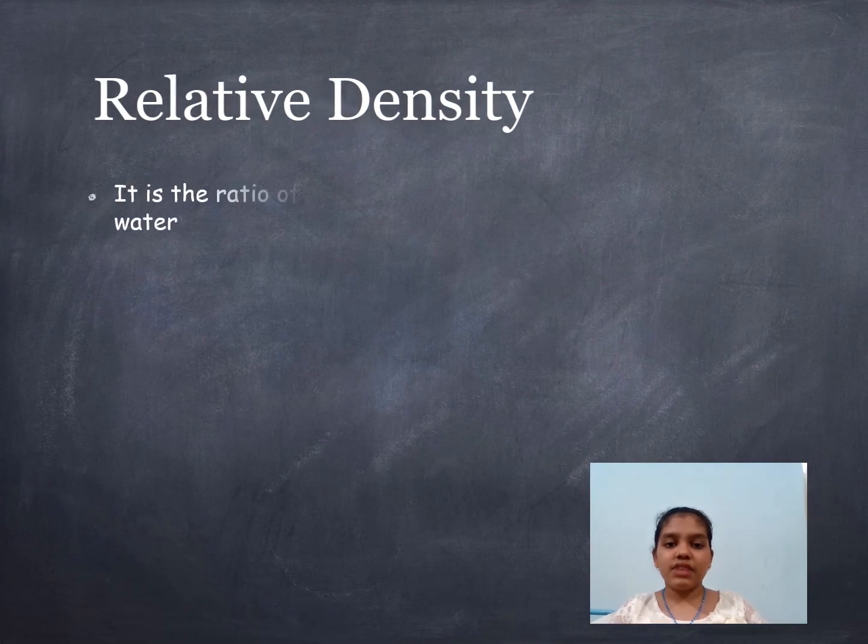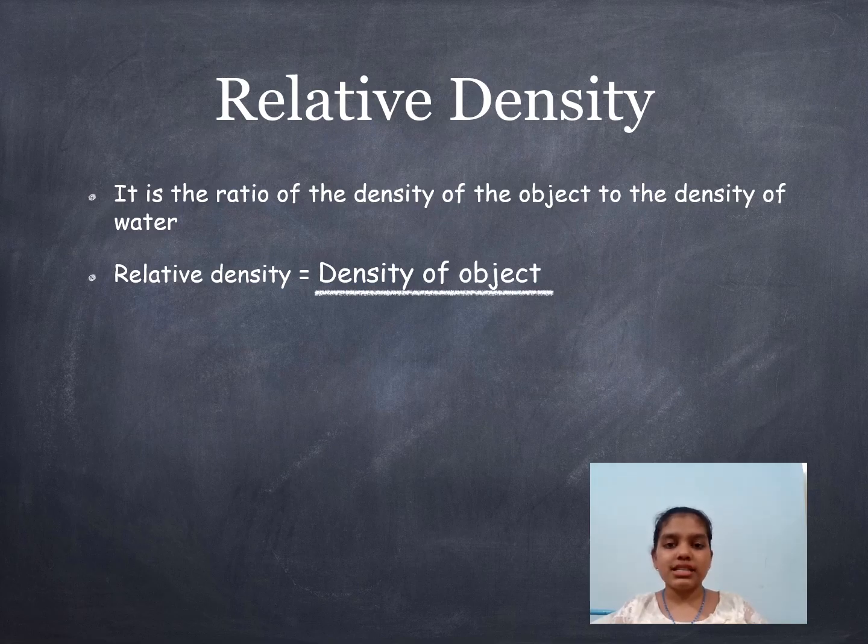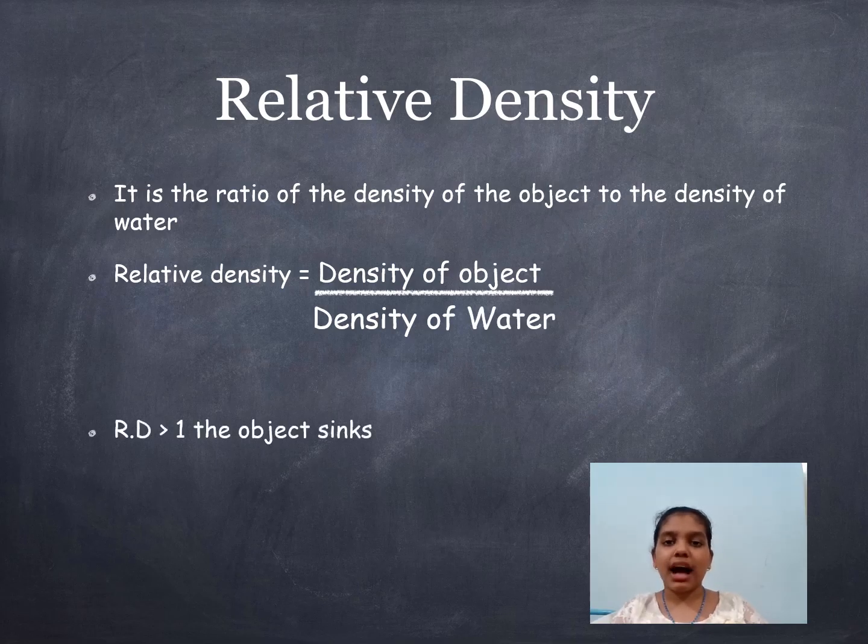Relative density is the ratio of the density of the object to the density of water. The formula for relative density is equal to density of object divided by density of water. Relative density can also be written as RD.